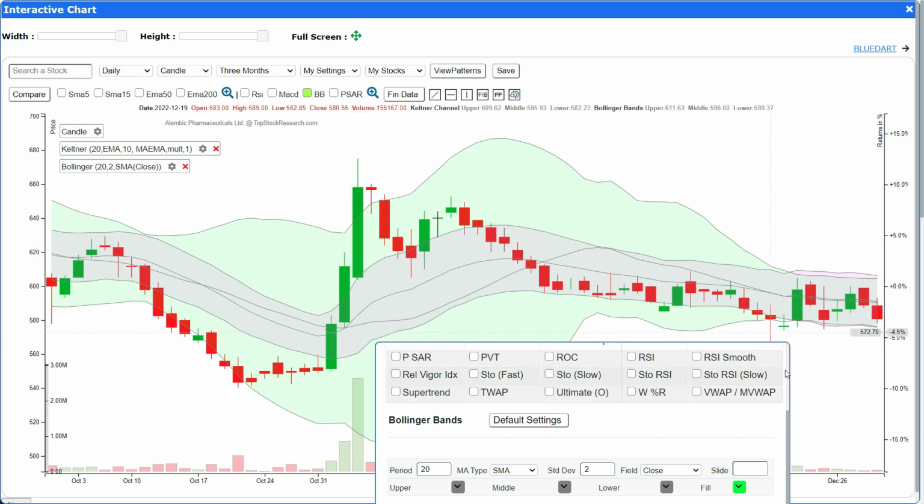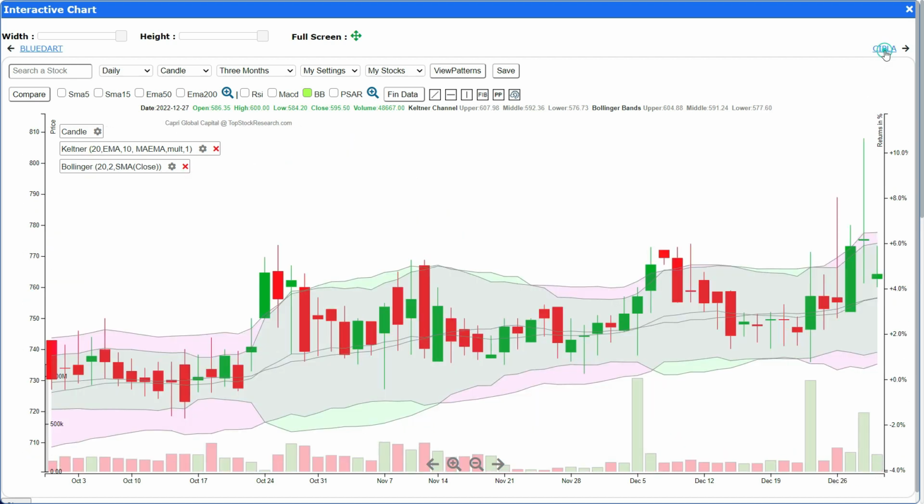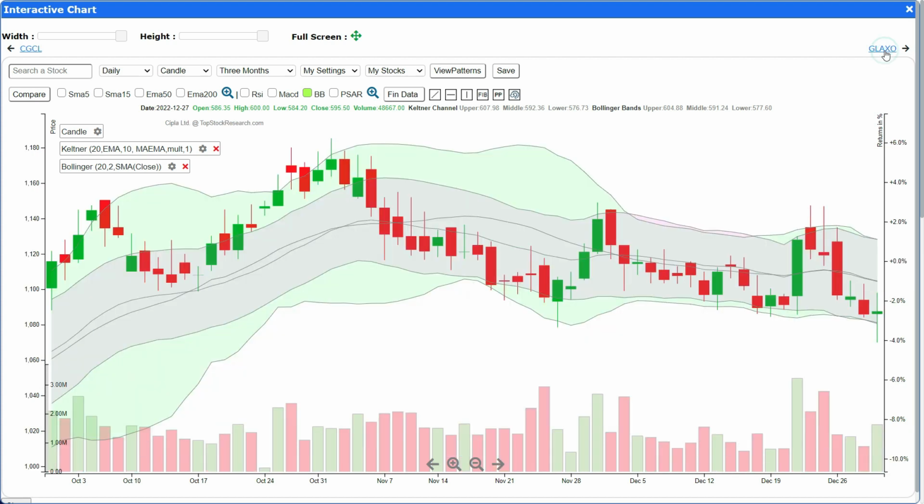So one of the first examples that we saw was Bollinger within Keltner. There are a few other examples, Blue Dart, Cipla, right? So there are quite a few examples where you'll see that Bollinger Band is within Keltner. On the direction of breakout, it's likely to move in that direction, right?